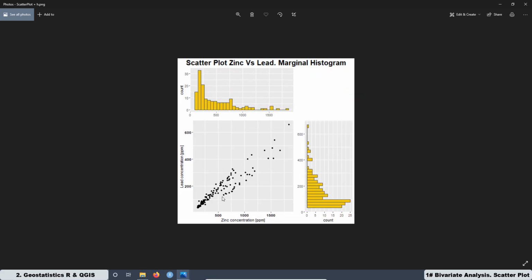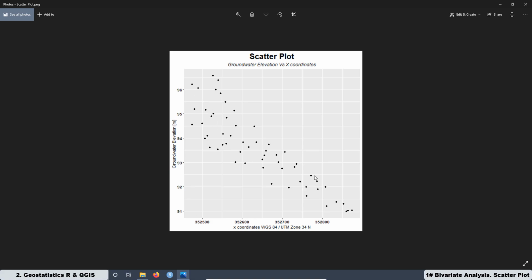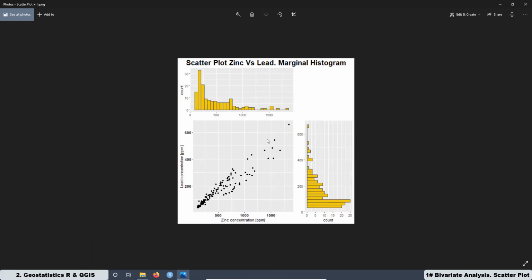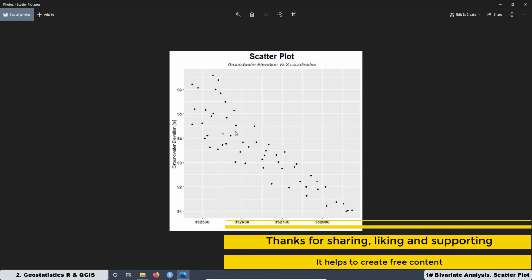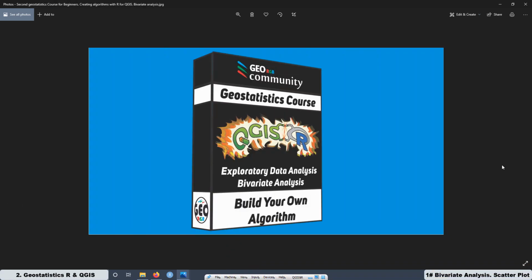Later we are going to see the script to create this fantastic graph where we have the scatter plot and also the marginal histogram for both parameters. Then we are going to plot the zinc concentration against the lead concentration, and we are going to analyze the data in this graph. Also, we are going to analyze the data in this other graph. This one is related to the Meuse River data set with the contaminated soils, and this one is related with the groundwater.